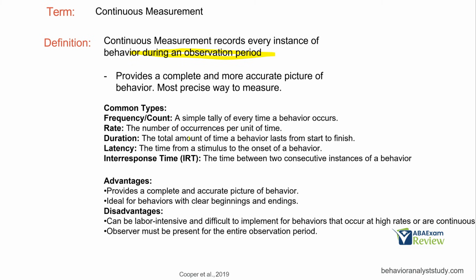What are our common types? Frequency or count is just a simple tally. Rate, the number of occurrences per unit of time. In other words, frequency over time. Duration, the total amount of time a behavior lasts from start to finish. Latency, the time from a stimulus to the onset of a behavior. Interresponse time, the time between 2 consecutive instances of a behavior.